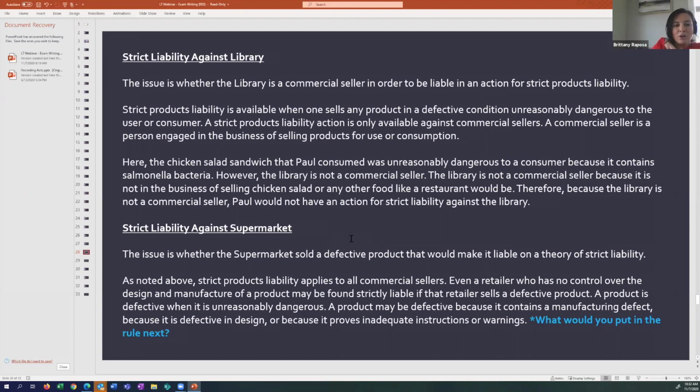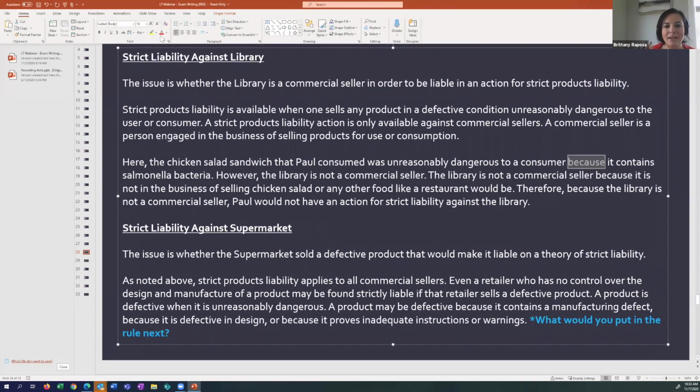And then you'll notice in the analysis that again it's always interweaving law and fact together. So here the chicken salad sandwich that Paul consumed was unreasonably dangerous to a consumer because it contains salmonella bacteria. So the student's telling me what was going on with the chicken salad, right? And then concluding: why is it significant that the chicken salad contains salmonella bacteria? It's because that makes it unreasonably dangerous to a consumer, which is an element of strict products liability.